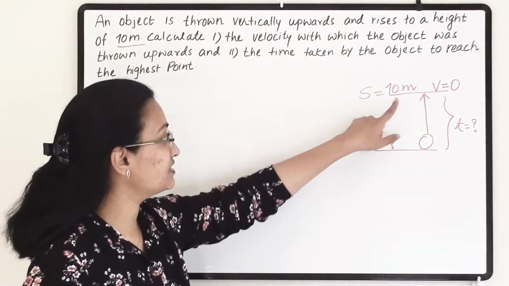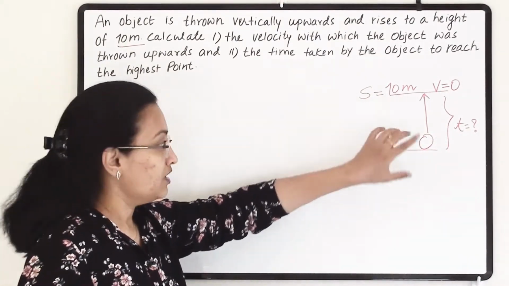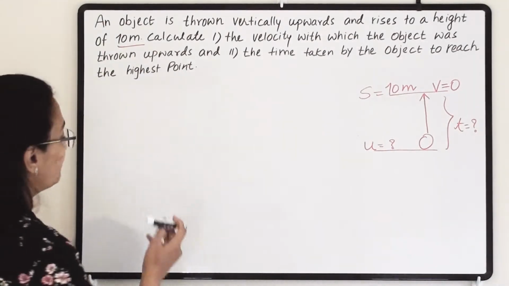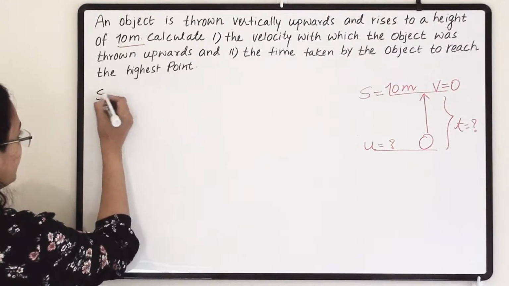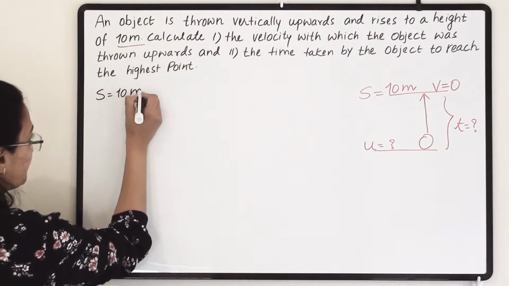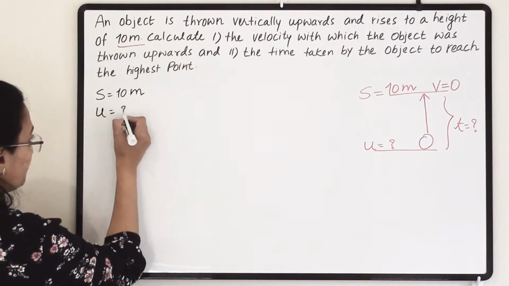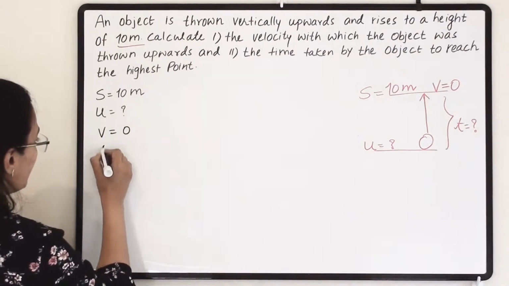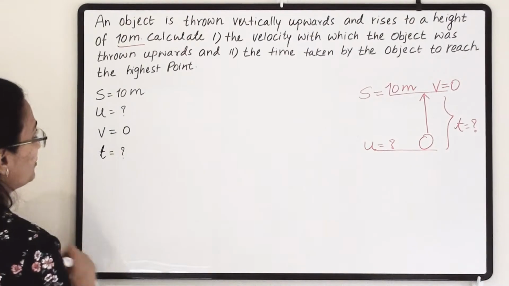Distance they have given is 10 meter. So here let us note down what all things they have given. They have given S, that is distance, equals 10 meter. Initial velocity we have to find out. Final velocity they have given is 0. Time we need to find out.